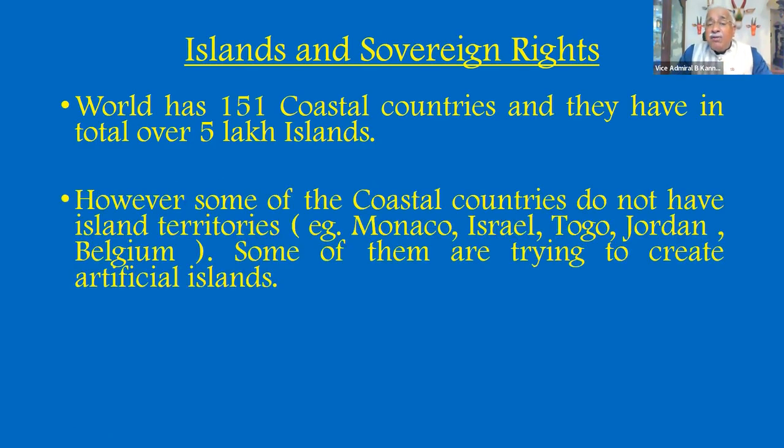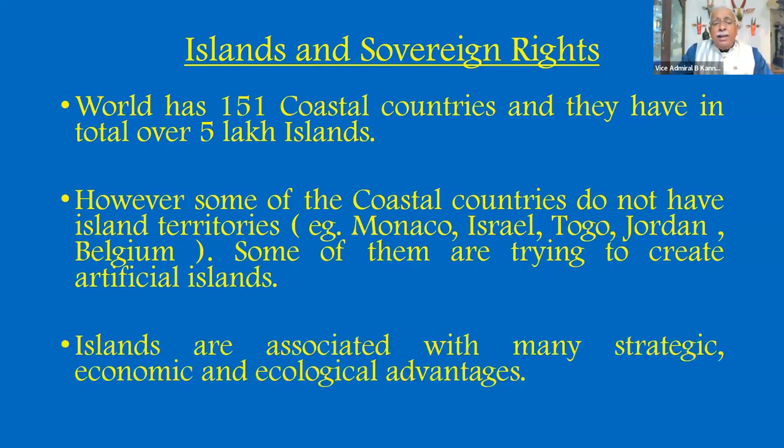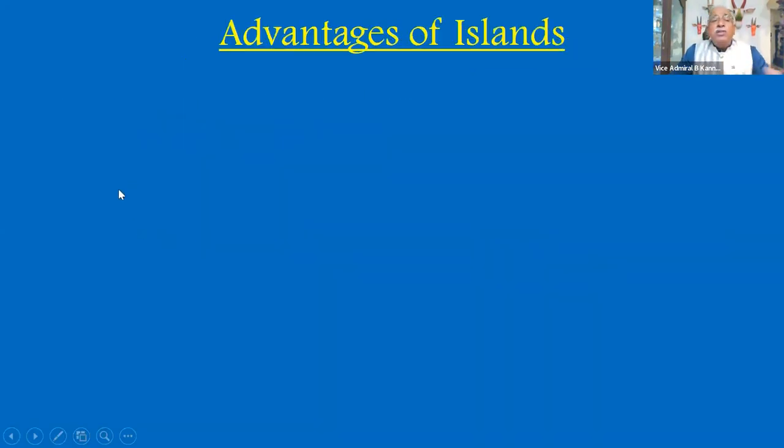But some of the coastal countries don't have islands. I'm giving an example: Monaco, Israel, Togo, Jordan, Belgium. They don't have islands as of now, but some are trying to create artificial islands because there are some advantages to having an island, which is what we're going to talk about in our discussion today. Islands are associated with many strong economic and ecological advantages. So let's see that. What are the advantages of islands?